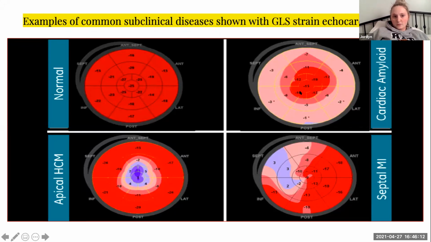So I just gave some other subclinical diseases and what a strain pattern might look like. So we have normal, the cardiac amyloid, where I said the normal parts in the middle represent the apical septum, apical region. So everything else is abnormal but the apical region, and it's denoted by different colors. And then a septal MI. So an MI is a heart attack. It's called a myocardial infarction, and that part of the septum is akinetic, because it didn't get enough oxygen, so it dies essentially.